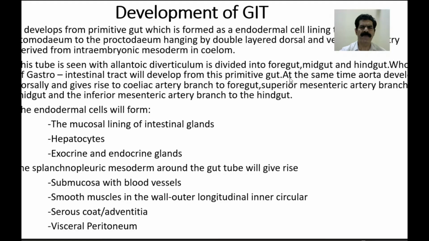As the gut is developing, at the same time the aorta also starts developing in the dorsal part, and it gives rise to three branches. One is the celiac artery, it goes to the foregut. The superior mesenteric artery goes to the midgut, and the inferior mesenteric artery goes to the hindgut.